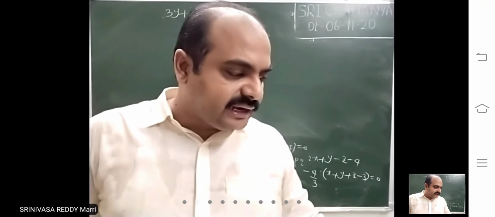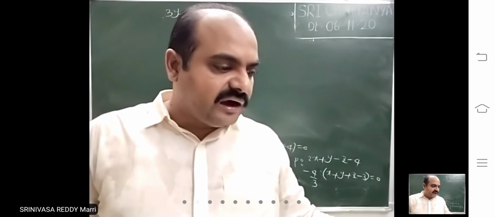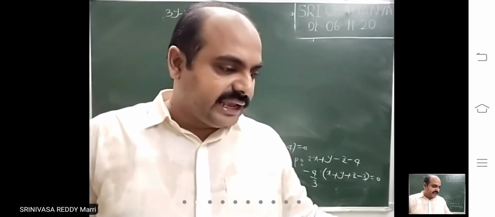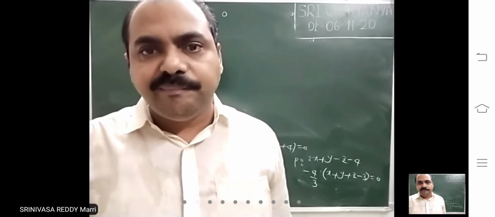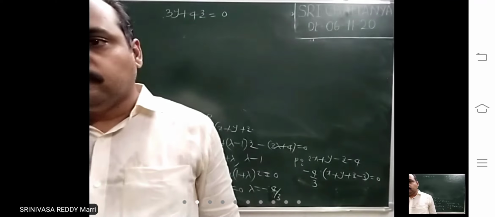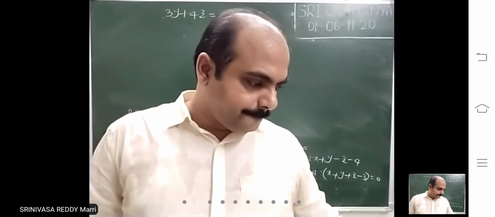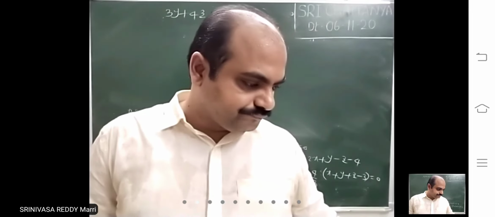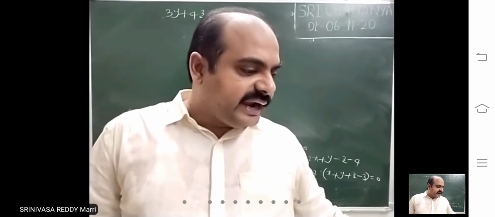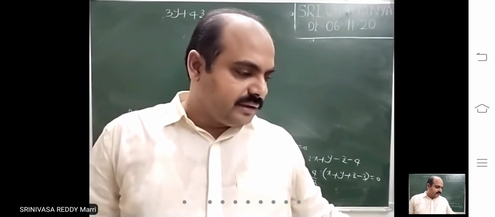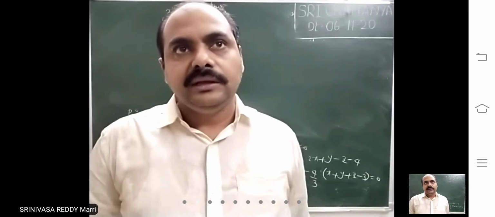The plane 3y plus 4z equal to 0 is rotated through an angle of 45 degrees about its line of intersection with the yz plane. Find the equation of the plane in the new position.